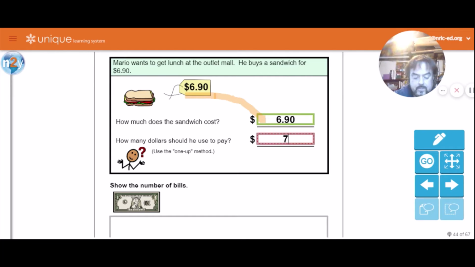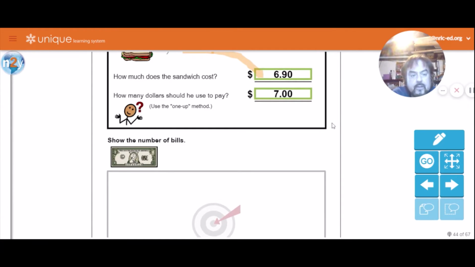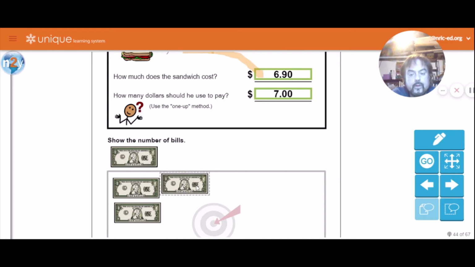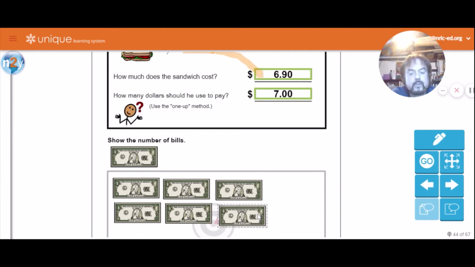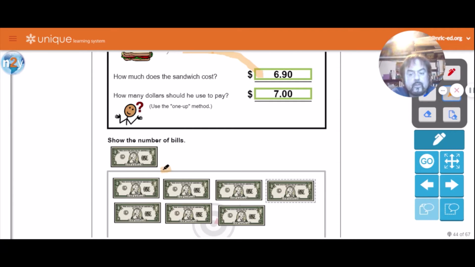All right, so we're going to type 7.00. What does $7 look like in dollars? Well, it looks like this. One, a 2, a 3, a 4, a 5, a 6, and 7. All right. So there are your $7. 1, 2, 3, 4, 5, 6, 7. And that's what 7 looks like in numbers. All right, 7.00.